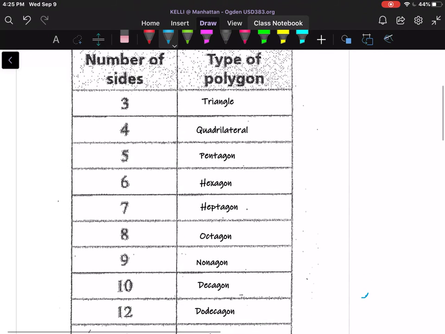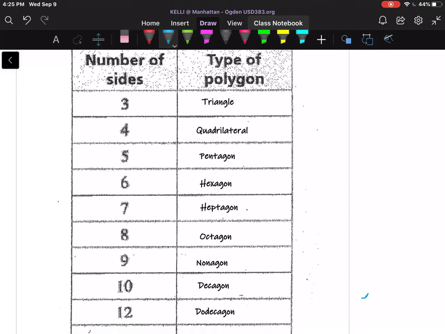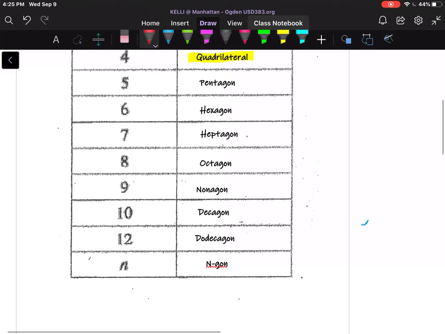I've got a list of all the different names of polygons based on how many sides they have, and so you're used to a three-sided figure is a triangle. A four-sided figure is a quadrilateral, and we have special kinds of quadrilaterals, right? We have squares, rectangles, trapezoids, a rhombus, and so there's different kinds on this guy that I want you to be aware of. They're all still quadrilaterals: pentagon, hexagon, heptagon, octagon.